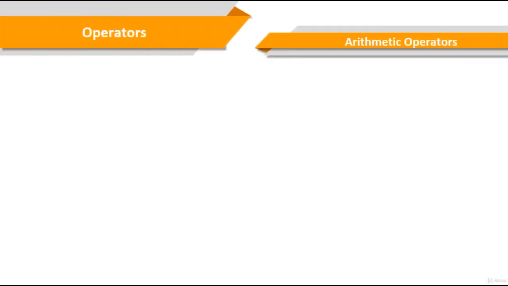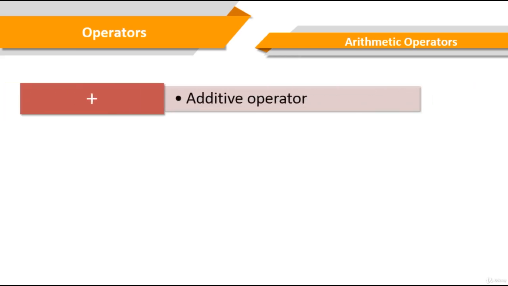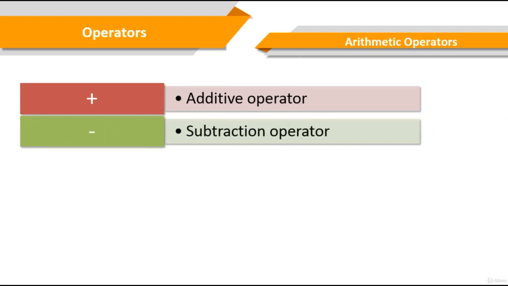Arithmetic operators. The Java programming language provides operators that perform addition, subtraction, multiplication, division, and remainder. These are basic mathematical operations that you probably know and can do in your head. Plus is an additive operator. It adds two operands. Minus is a subtraction operator.